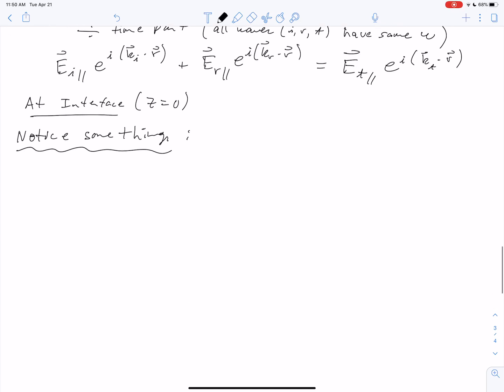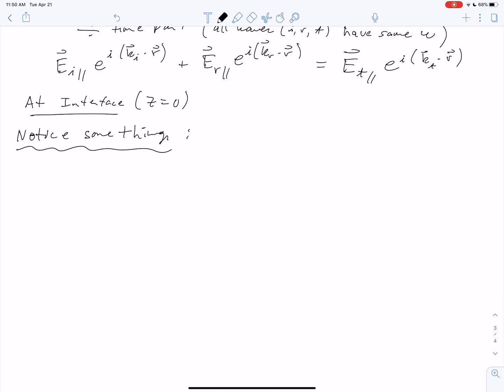The first thing that we notice is something I already said, which is that the frequencies are the same. I just want to emphasize that the incident, reflected and transmitted frequencies are all the same frequency. And that kind of makes sense, though. Why would the interface change the frequency? Think about it.